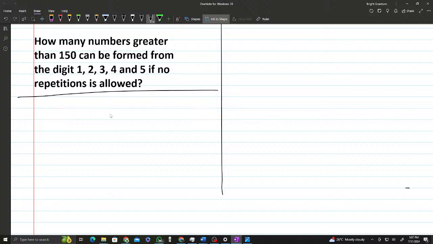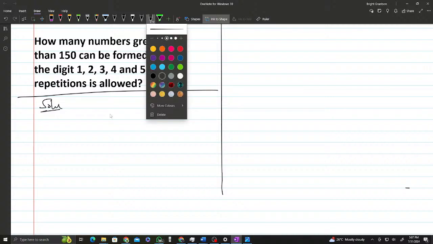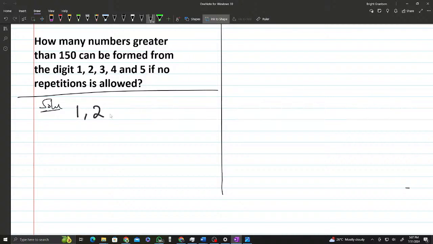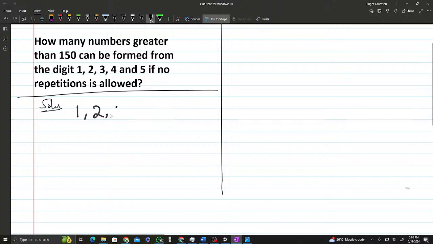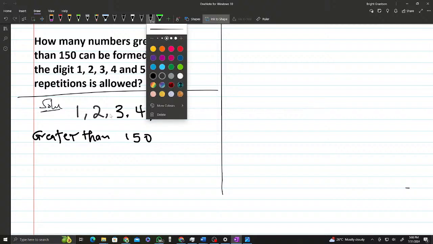Now, we say numbers greater than 150. How many digits do we have here? We have the digits 1, 2, 3, 4, and 5. We have 5 digits. So if you want something greater than 150, it means I can get a 4-digit number and I can also get a 5-digit number.